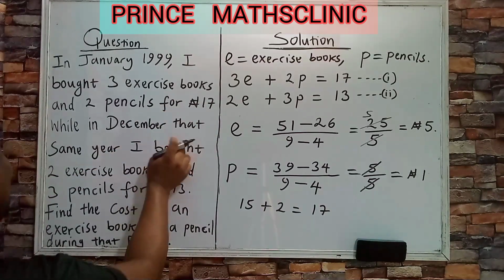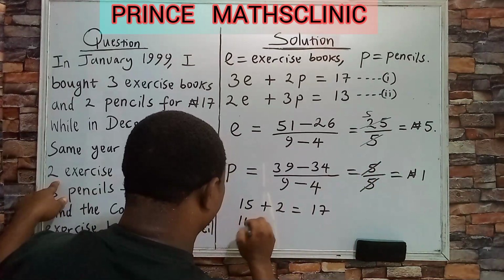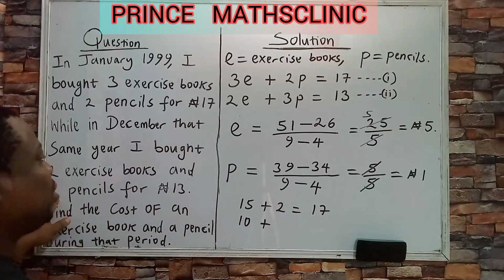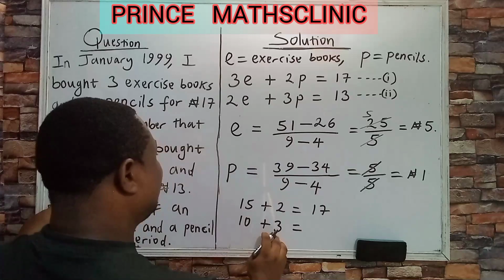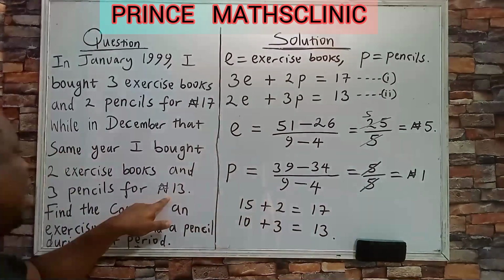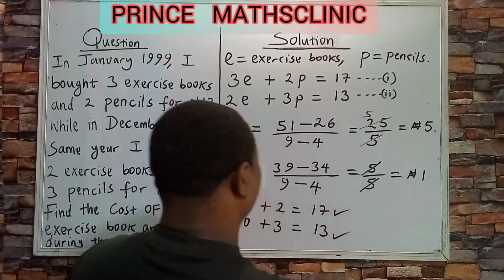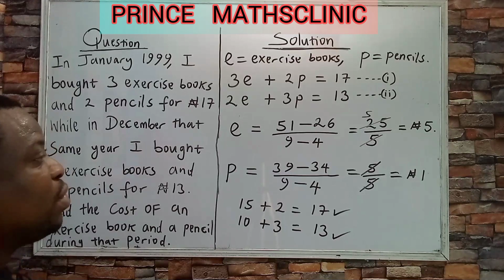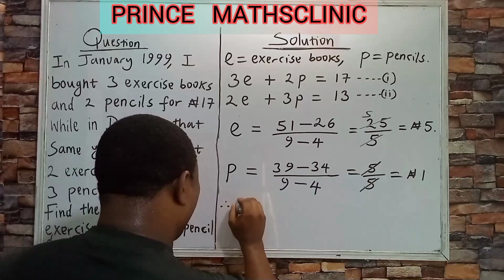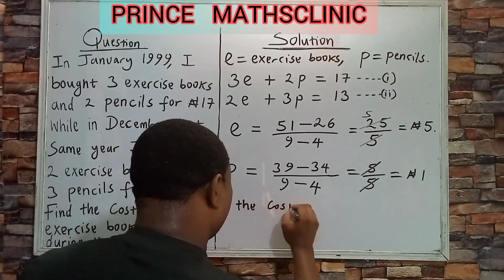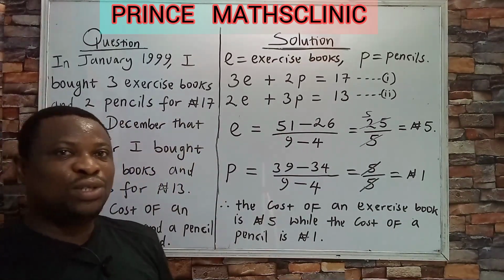Then let's test it on the other statement. I bought 2 exercise books, so 2 times 5 is 10. And 3 pencils. Each pencil is 1 naira. 1 times 3 is 3. So 10 plus 3 gives us what? 13, as stated in the question. So once you confirm these 2 results, it means that our result is correct. So come back in statement form to say, therefore, the cost of an exercise book is 5 naira and the cost of a pencil is 1 naira. That is the solution to this question.